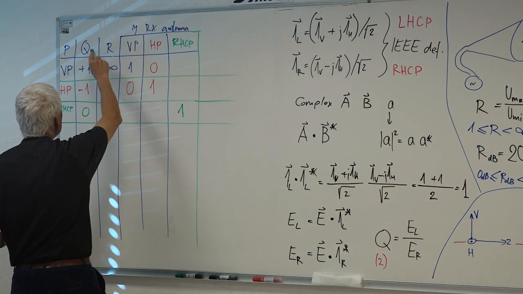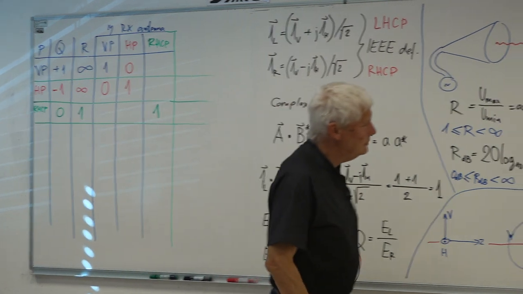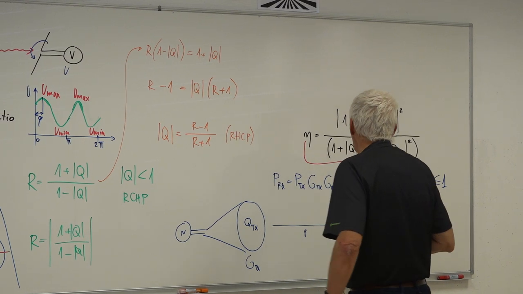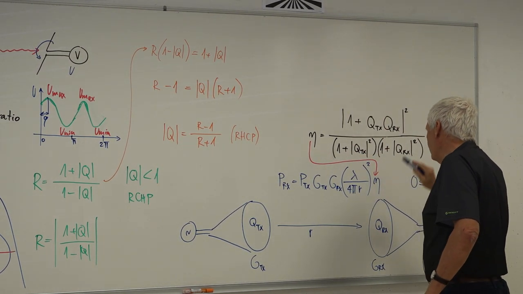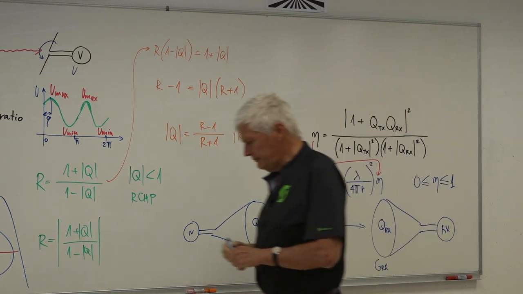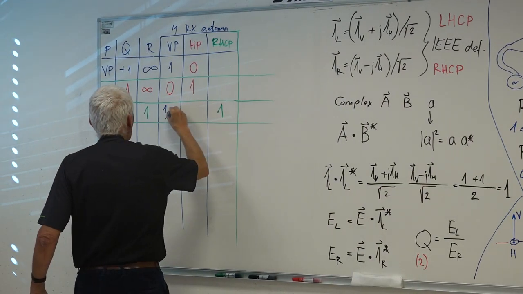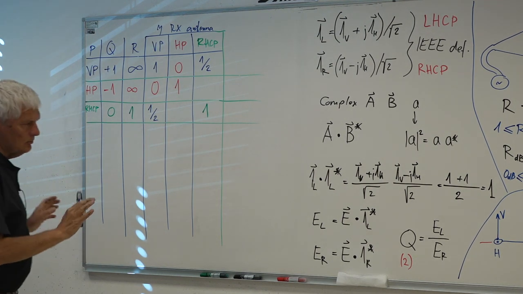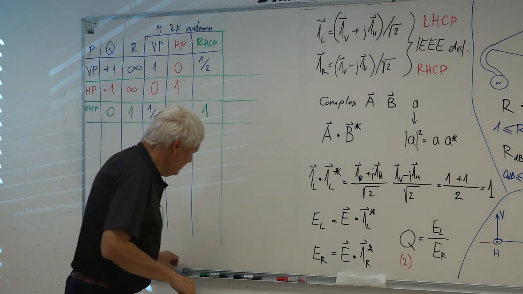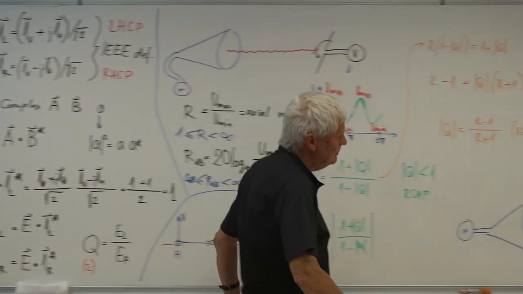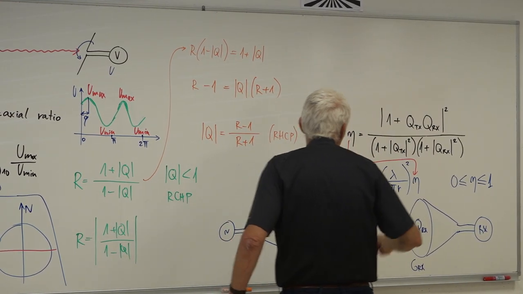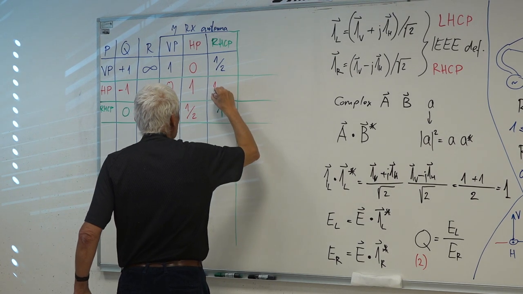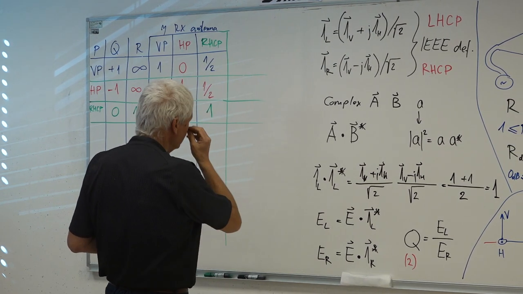Right hand to vertical. Vertical has the Q of 1. So 0 times 1 is 0, plus 1 squared is 1. But I have here 1, and I have here 2 for the vertical receiver. So 1 over 2 is 1 half. Here is 1 half. And of course, also the other direction has the same relationship, because the formula is completely symmetrical. What about vertical to horizontal? Horizontal is minus 1. But still, the numerator is 1, and the denominator is 2, so again 1 half. So I see here what loss I get if I'm using a circularly polarized antenna connected to vertical or horizontal.